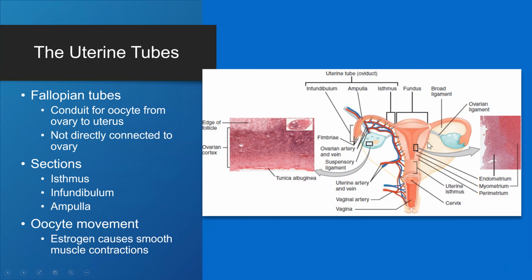So we have the vagina, we have the uterus, and we have the uterine tubes, or what we used to call fallopian tubes. They conduct the oocyte from the ovary to the uterus. So the oocyte is made inside the ovaries, and then it's picked up by the fallopian tube. The fallopian tube is not directly connected to the uterus, and it has sections. Isthmus is the most narrow part. Then we have the infundibulum and ampulla over here, right? So isthmus, ampulla, infundibulum.